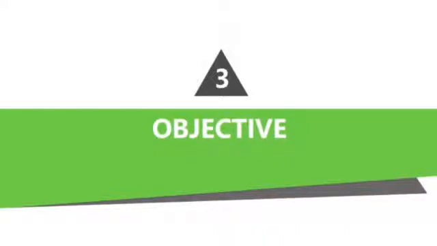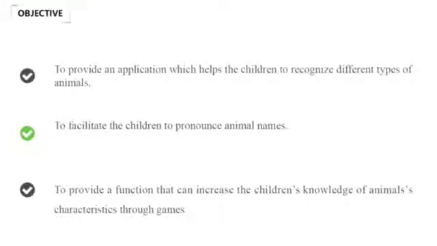This is our objective. First, to provide an application which helps the children to recognize different types of animals. Second, to facilitate the children to pronounce animal names. Third, to provide a function that can increase the children's knowledge of animal characteristics through games.